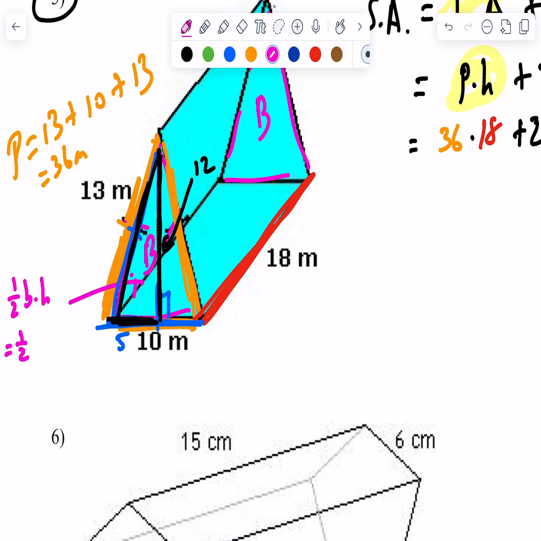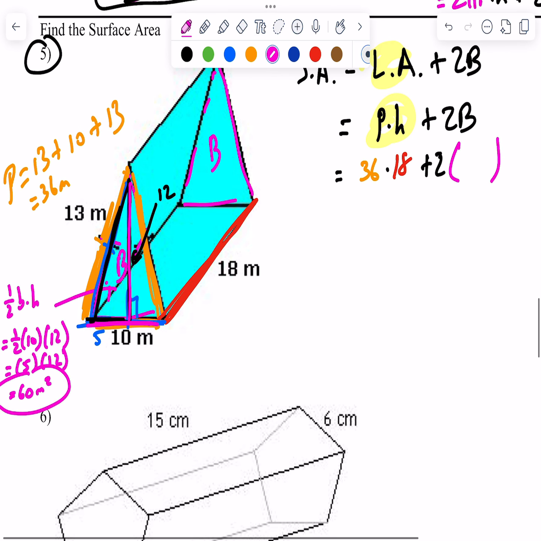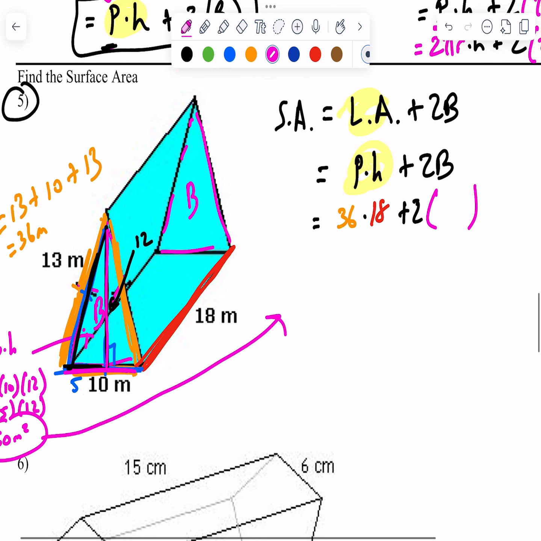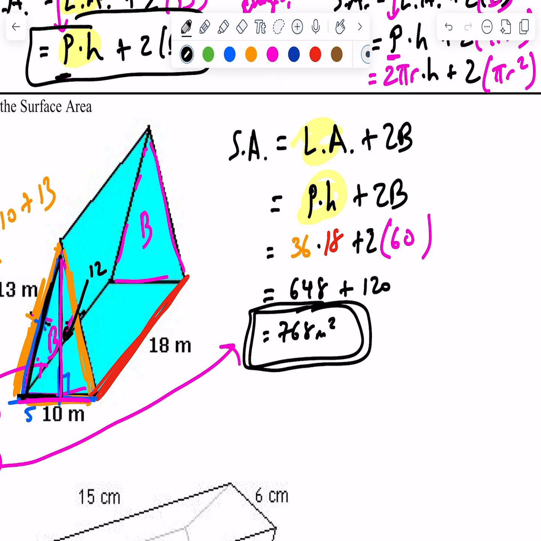So the area is 1/2 the base, which is 10, times the height, which is 12. I'm going to half the 10. That's 5. 5 times 12 is 60. 60 meters squared. So we have 60 meters squared in the front, 60 meters squared in the back. So I'm going to go ahead and plug this in over here. So again, our lateral area is 36 times 18, which is 648, plus 60 in the front, 60 in the back. That's 120. Combine that, that is 768 meters squared. That's our surface area. I'm just going to double box that.